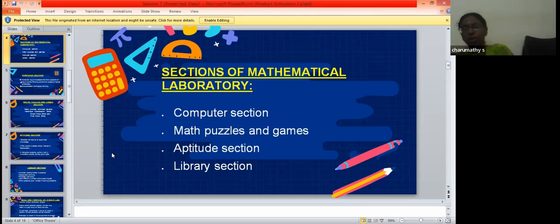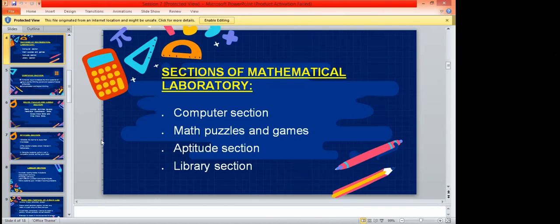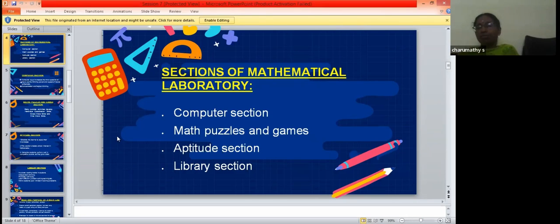They have to just work on the concepts at a bit higher level, that's all. So please make math learning fun, and this mathematical lab should provide room for all these sections: puzzles and games section, aptitude sections, and library sections. Of course, whatever we provide should be appropriate for that particular level. That is also very important. What we provide should match the age of the children.